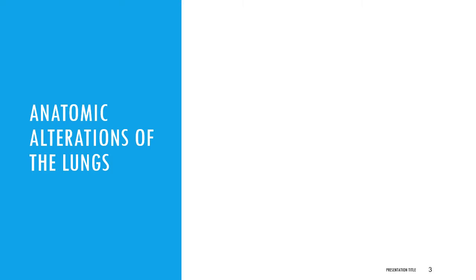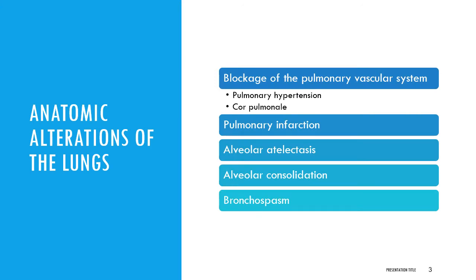So, anatomic alterations of the lungs include blockage of the pulmonary vascular system, including pulmonary hypertension and cor pulmonale, pulmonary infarction, which means that pulmonary tissue is dying, alveolar atelectasis, alveolar consolidation, and bronchospasm.